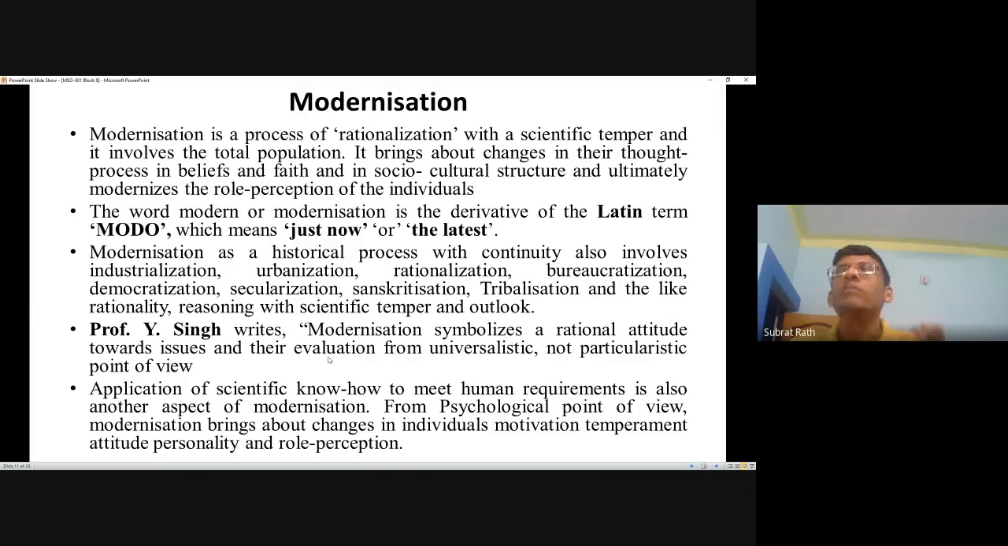Let's understand what modernization is. Modernization, the English term, is derived from a Latin term called modo, which means just now or the latest. You must have seen that in various serials the villains are saying this is the latest. What they are saying is that it is something new. So when we talk about the latest, we talk about modernization. Modernization as a historical process with continuity involves industrialization, urbanization, rationalization, bureaucratization, democratization, secularization, sanskritization, tribalization, and everything based on reasoning with scientific temper and outlook.